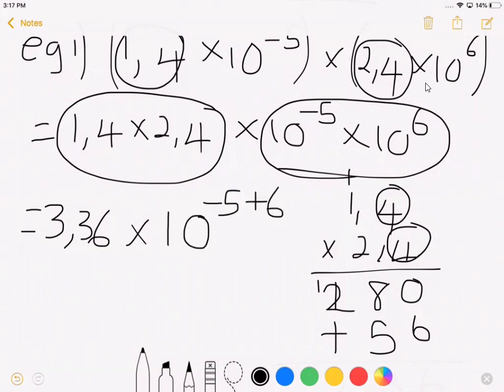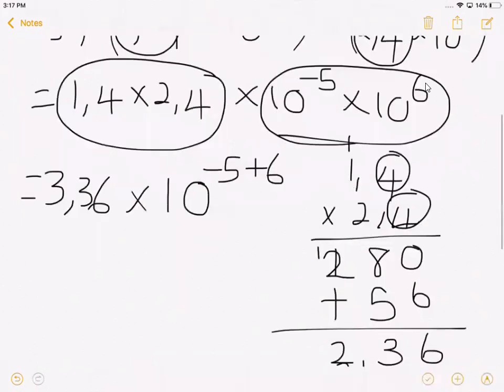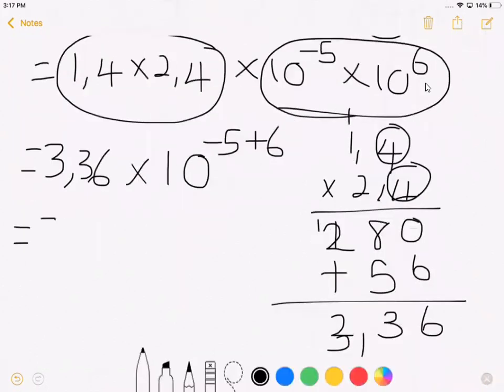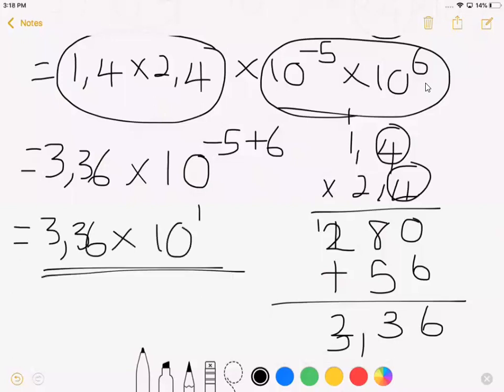What is our base here? The base is 10. So it means you need to what? To add the powers. So which is going to be 3,36 multiplied by 10 to the power of 1. So the answer is in standard form. So if your answer is in standard form, then it means what? It means you are done.